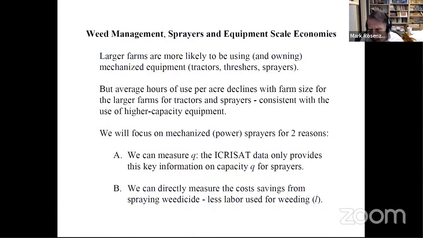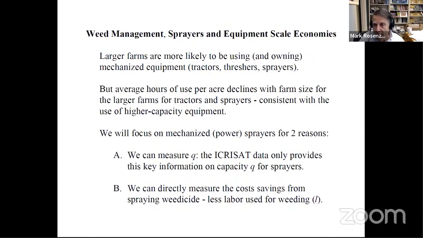But the reason we're looking at them is that for sprayers, we can tease out the capacity of the sprayers that are used. The measure of sprayer capacity is the amount of material that is sprayed per unit of time by a sprayer. There's a square root relationship between the amount of spray per unit of time of a sprayer and the radius of the area that's sprayed.